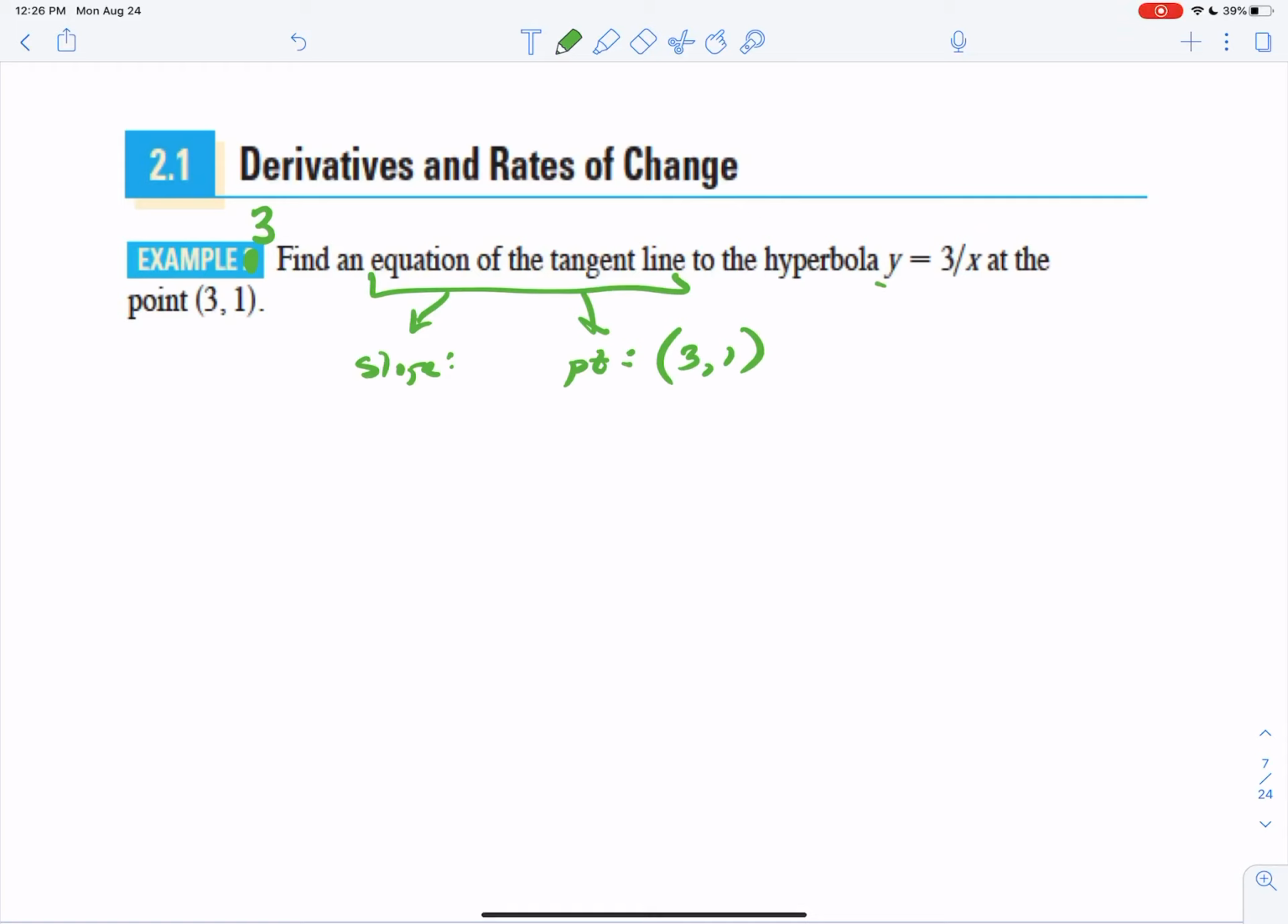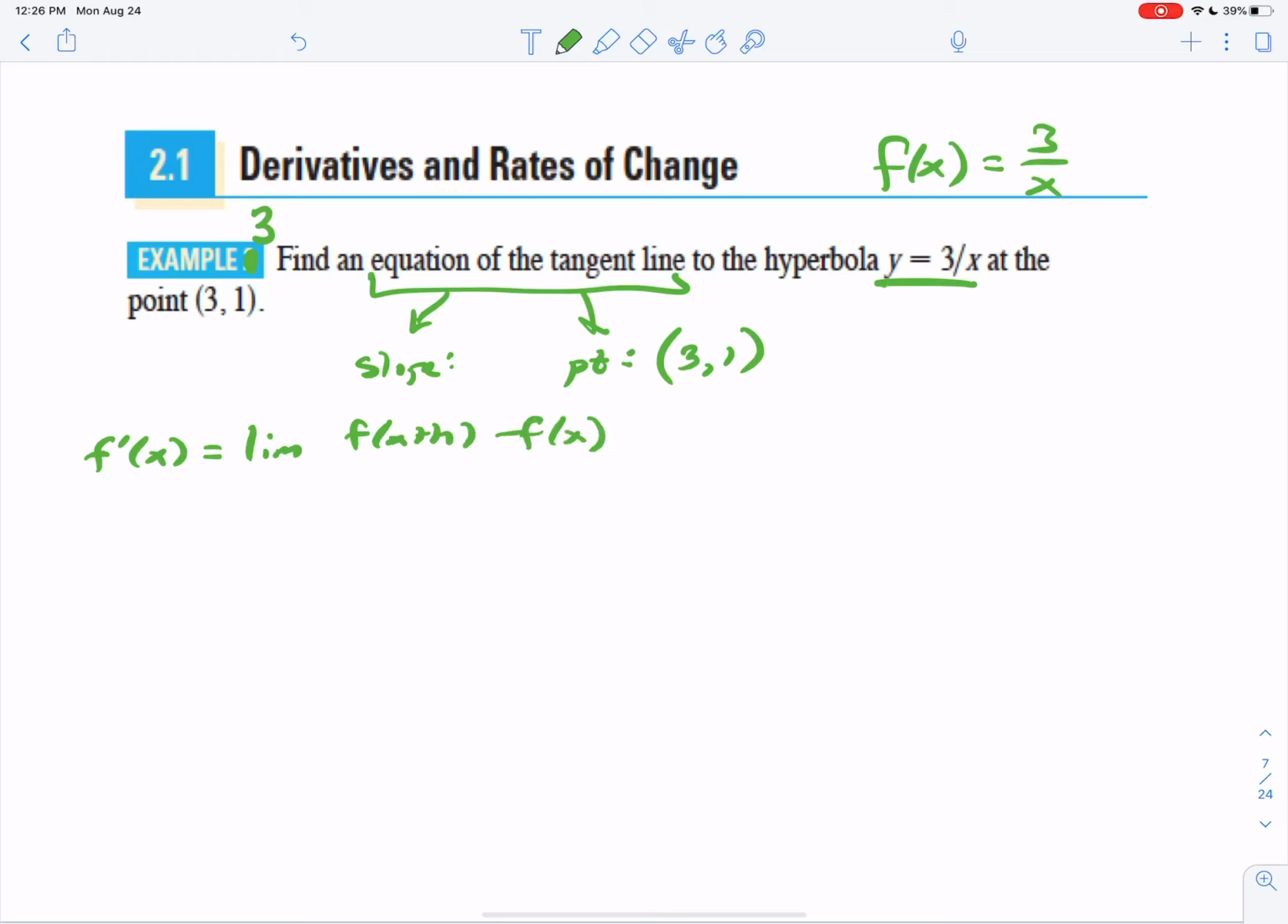Okay, but now we're not dealing with a parabola. We're dealing with a different function, 3 over x, right? So f of x here is just 3 over x. That doesn't change anything, okay? We're still finding the equation of a tangent line. So we need a slope and a point. And how do we find slope? We use our limit definition of a derivative. The limit of f of x plus h minus f of x all over h as h approaches 0.